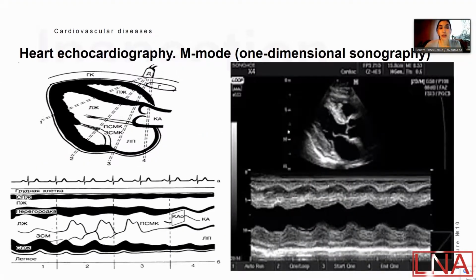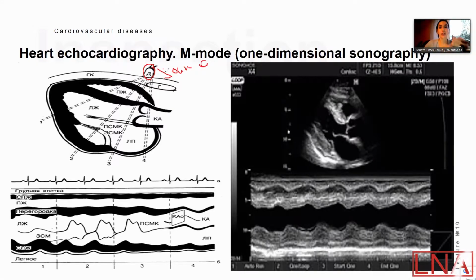Look at this picture. First, it's a scheme of echocardiography in M mode on a 1D sonography region. And another one is a real picture of echocardiography. And look, there is the source of ultrasound.